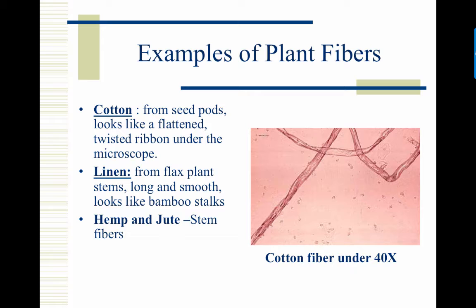Cotton comes from seed pods, and it looks like a flattened, twisted ribbon when you view it under the microscope. Linen comes from the flax plant, and it's the stems of the plant, and it's very long and smooth, looks like bamboo stalks under the microscope. Linen is not so popular a material anymore. Linen tends to wrinkle very easily. Hemp and jute are stem fibers. Ropes are made from some of these fibers, and clothing can also be made from hemp.